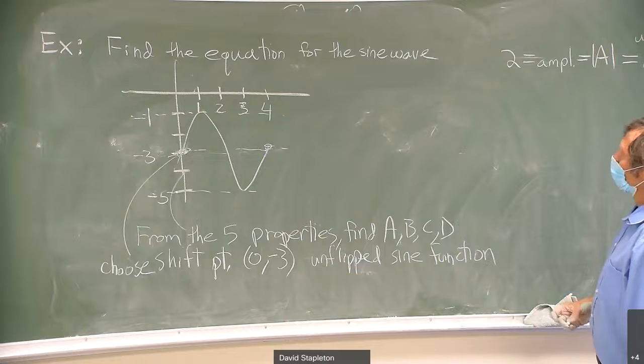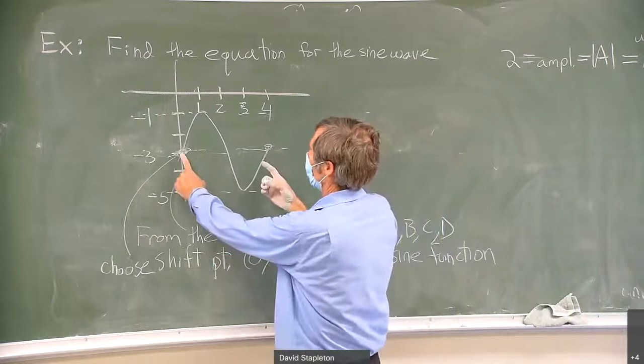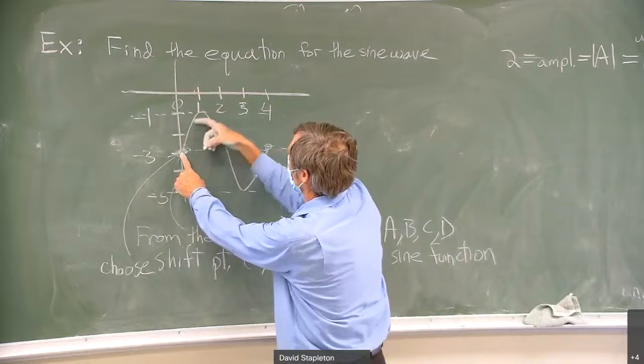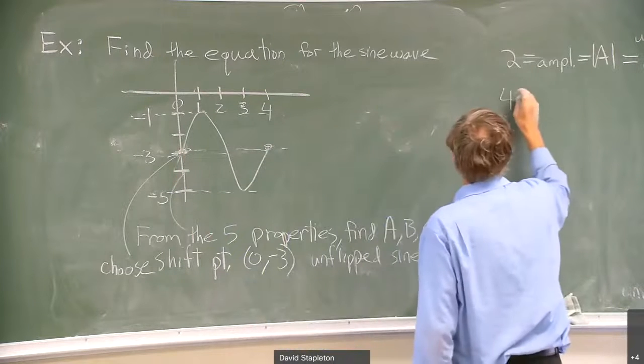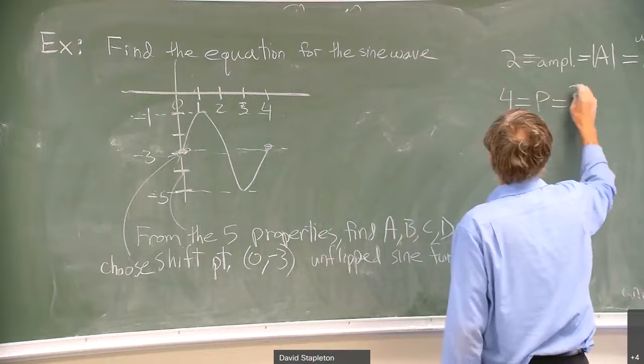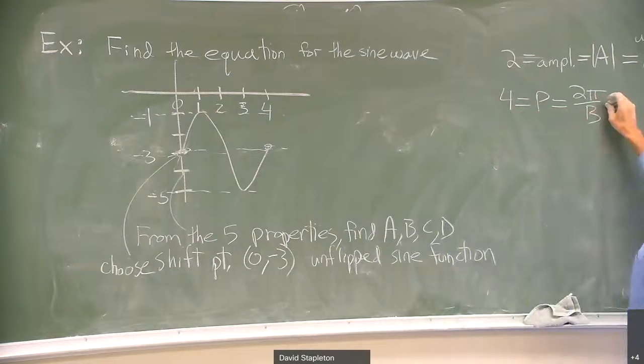Now, how about the period? We notice it starts here at 0 and goes all the way to the top, to the bottom, back to the middle in 4 units. So 4 is the period. But the period is always 2 pi over b. So I deduce immediately by reciprocals that 1/4 is b over 2 pi. Multiply by 2 pi, and I get b equals pi over 2. There's b.